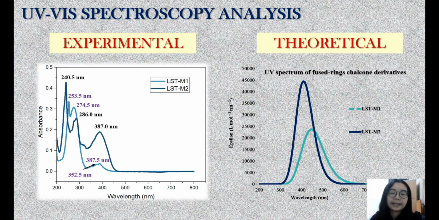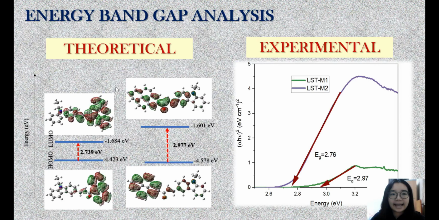Here are the UV spectra of the experimental and theoretical data for the two compounds, in which both of them also show some degree of bathochromic shift due to the strong intramolecular charge transfer. And here is the energy band gap. Even though there are some slight deviations of the theoretical data from the experimental data, it is still considered very relevant because the theoretical computations were carried out in the gaseous state.